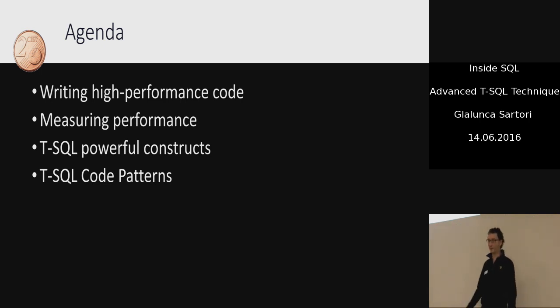So in this session, we will discuss how to write high-performance code, and why it's important to write high-performance code, why we focus on this. And then we will try to understand how to measure performance, because it's all about performance. So we will have to measure what's fast and what's not fast, and we will have to find a way. And then we will introduce some powerful T-SQL constructs that will help you achieve this. And then we will discuss some famous T-SQL problems and their solutions.